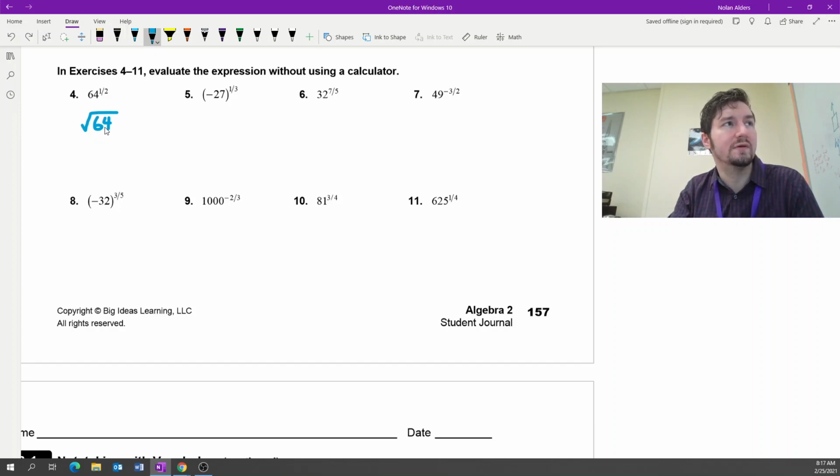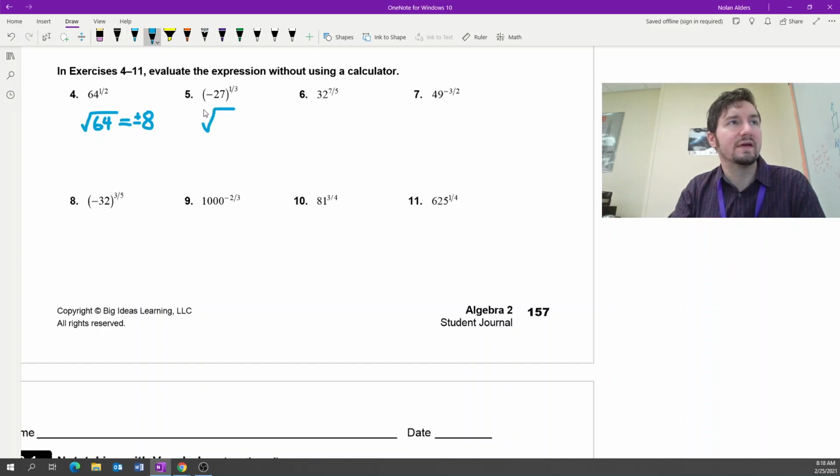So what is the square root of 64? Well, the square root of 64 is 8, but not just 8. It could also be positive or negative 8, since we have an even n right there. Okay, with this one, we see we have a 3 in the denominator, so that would be a cubed root of negative 27.